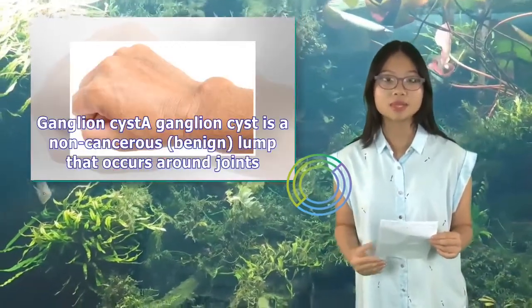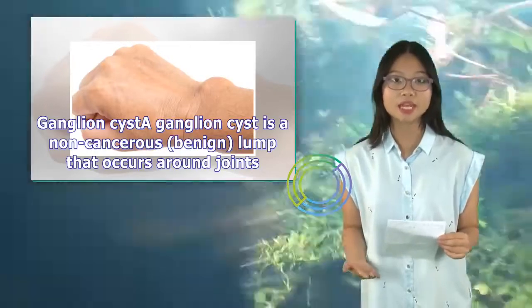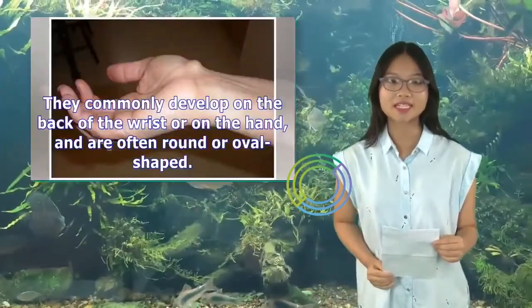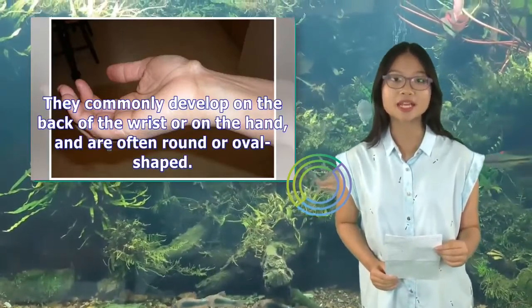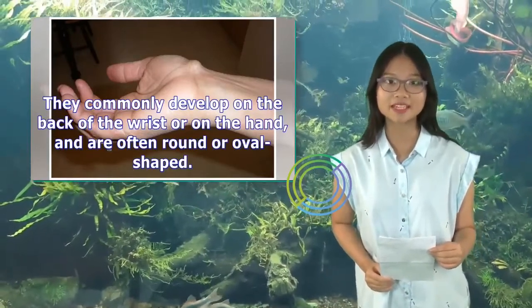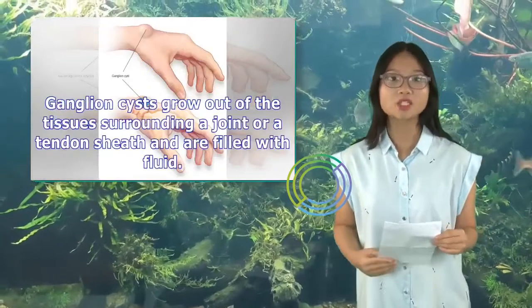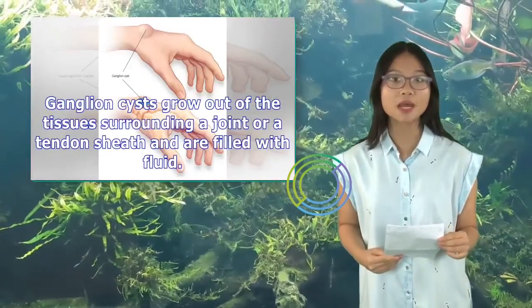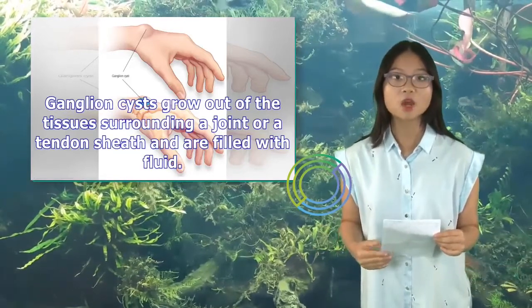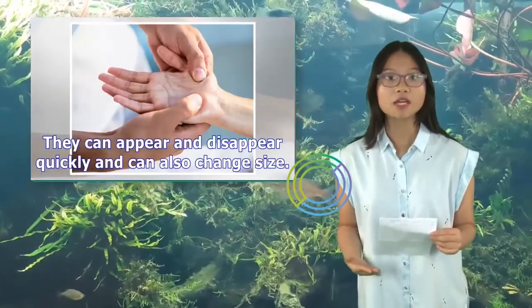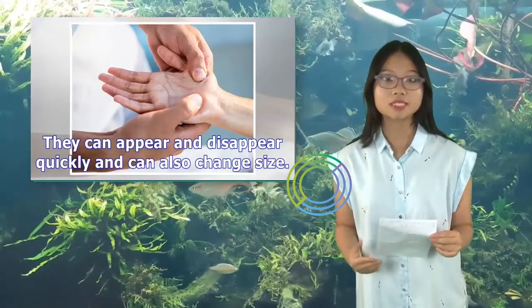Ganglion cyst. A ganglion cyst is a non-cancerous, benign lump that occurs around joints. They commonly develop on the back of the wrist or on the hand, and are often round or oval-shaped. Ganglion cysts grow out of the tissue surrounding a joint or a tendon sheath and are filled with fluid. They can appear and disappear quickly and can also change size.